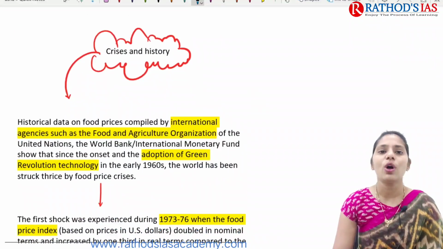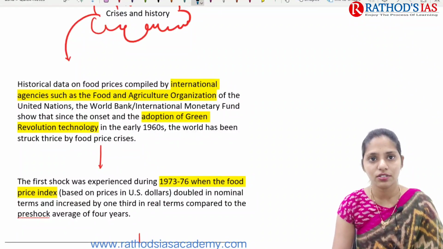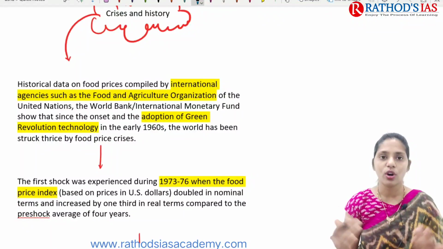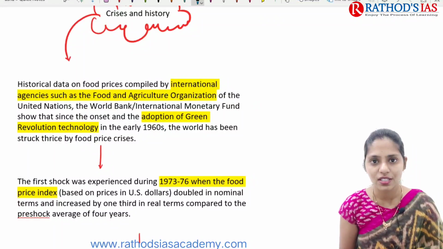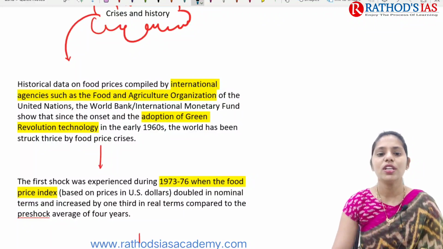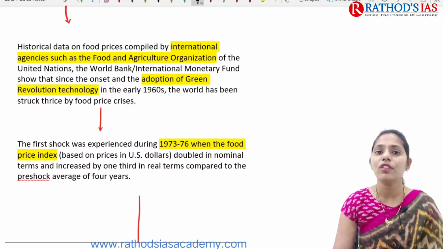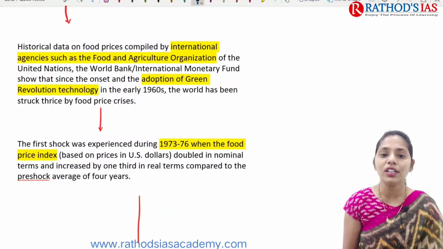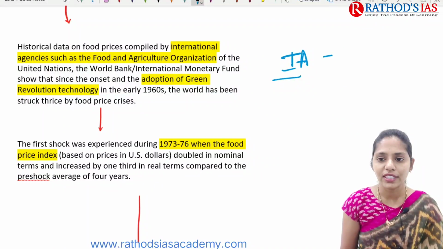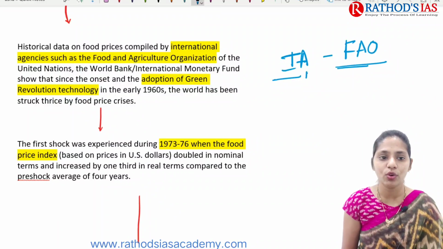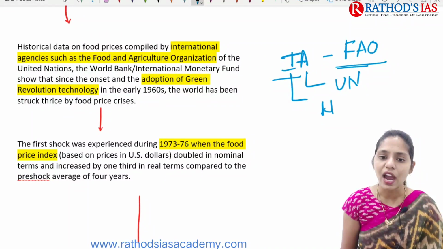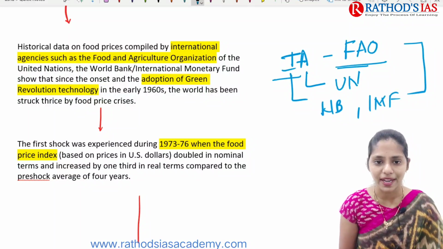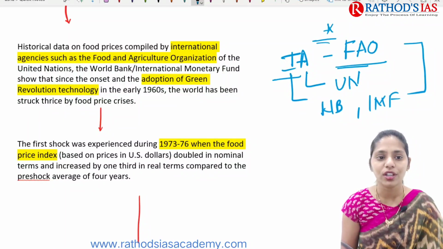So if we are talking about the history of this food price increase crisis, yes, we need to know about history. In how many years did we face this rise in prices, or is it only at present that we are facing this food price rise? So we need to know, right? Historically we also faced this problem of a global food price increase. Historical data on food prices is mainly compiled by which organization? International agencies. For example, we have the Food and Agriculture Organization FAO, the United Nations, the World Bank, and the IMF. They come up with estimates regarding food prices. You have to remember these organizations for sure.